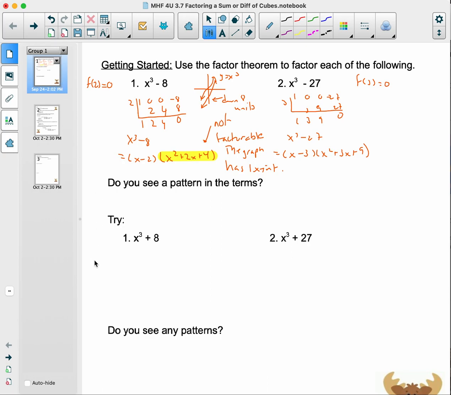So the second set of examples, the only difference is that you would have to put in -2 to get that 0. Okay, so we're just going to have some signs change on us here.